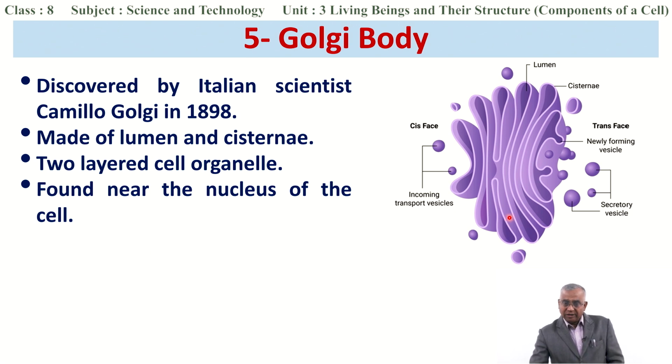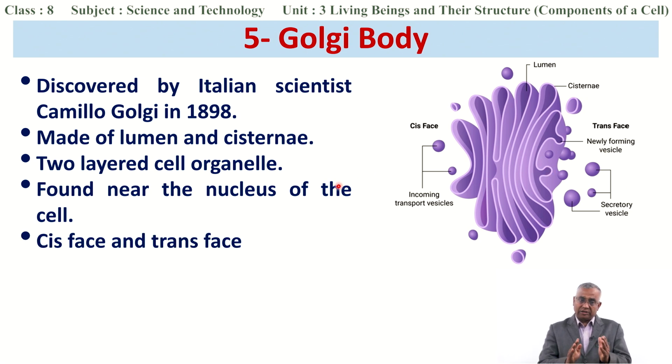The face oriented towards the nucleus is called the cis phase, and the opposite part is called the trans phase. That is also given here. So the main thing is that different plate-like structures are seen combined in this organelle. The foldings are called cisternae, and the cavity in between the foldings is called lumen.